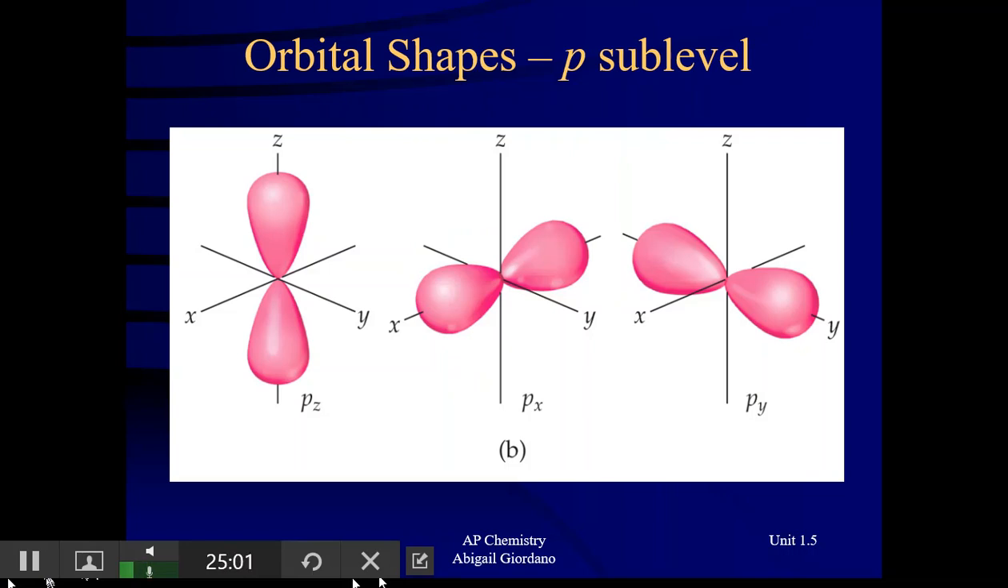p sublevels are called dumbbell shape. Now let's think about this. Why are there 3 pictures? Because remember, guys, a p sublevel contains 3 orbitals. If you look at your periodic table, the p sublevel block, that area, is 6 elements wide. A p sublevel can hold 6 electrons, 2 in here, 2 in here, and 2 in there.